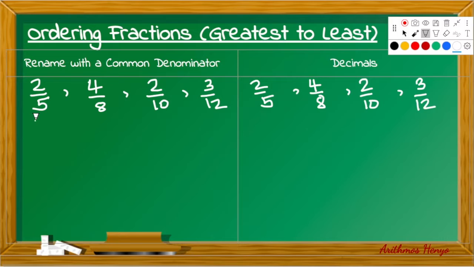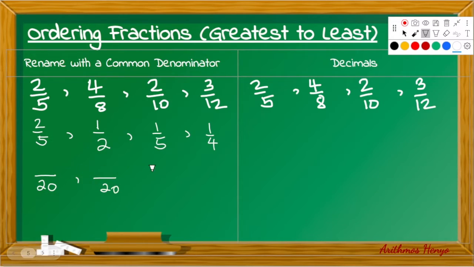So let's start with 2/5. We know that 4/8 is also equal to 1/2. 2/10 is 1/5. And 3/12 is 1/4. So the denominators are 5, 2, and 4. And we all know that the least common denominator is 20. So let us write the equivalent fraction underneath. And then let us find 20 divided by 5 is 4. So multiply both by 4.